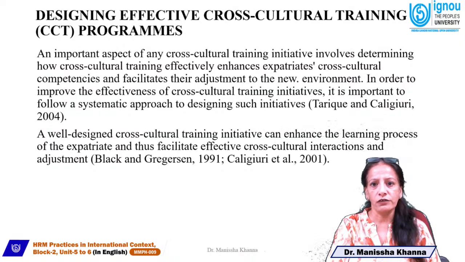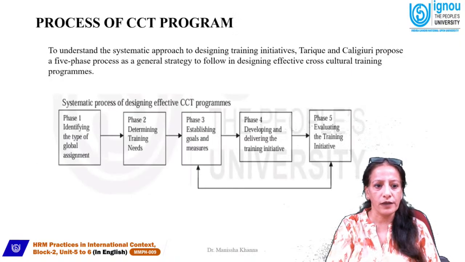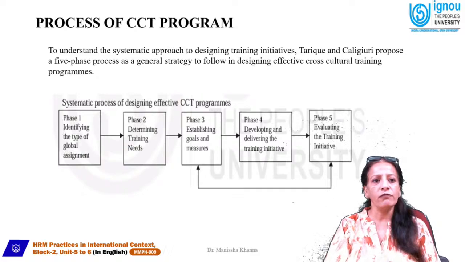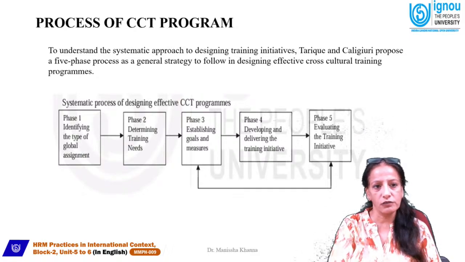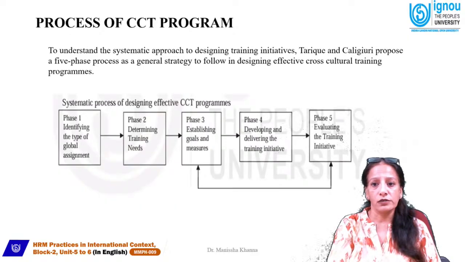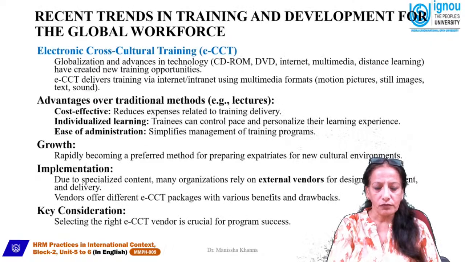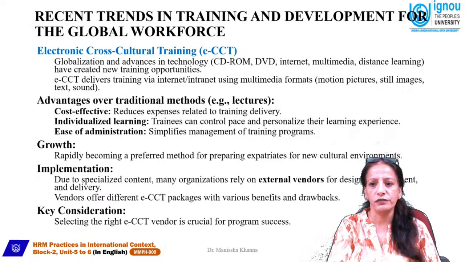Designing an effective cross-cultural training (CCT) program starts with identifying the type of global assignment, then determining the training needs, then establishing the goals, developing and delivering the training initiative, and finally evaluating the training program, which is very important for effective cross-cultural training. It can be done through ECCT, that is through DVT, internet, multimedia, distance learning. It can be through lectures, or any platform.